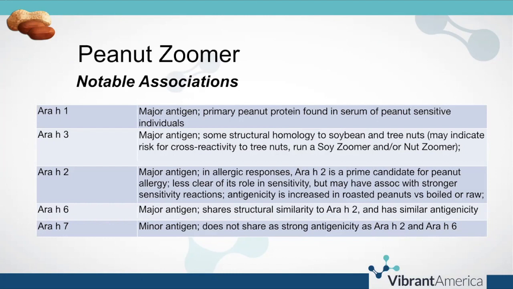For instance, would somebody with an IgG or IgA antibody to ARA-H2 be more sensitive, as far as more severe reactions, than somebody with other antibodies to other antigens within peanut? Some of these are going to have homology to soybean and tree nuts. So in the case of ARA-H3, something that you might want to examine would be whether or not the individual in question is also sensitive to soy or nuts. And you can run those on a soy zoomer or a nut zoomer if you haven't run them together as a bundle.